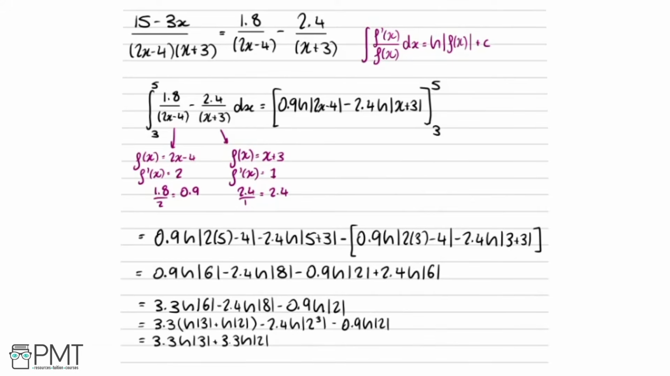And then here we can use the log law to say we're going to bring down this power and multiply it by the minus 2.4. So doing that, we'll get minus 2.4 multiplied by 3, so minus 7.2 ln 2. And then minus 0.9 ln 2. So lastly here, we're just going to collect like terms. So we're going to have the 3.3 ln 3. Then we're going to collect all of the ln 2's together. So 3.3 minus 7.2 minus 0.9, which is going to be minus 4.8 ln 2. And that's actually the final answer in the correct form that they wanted.